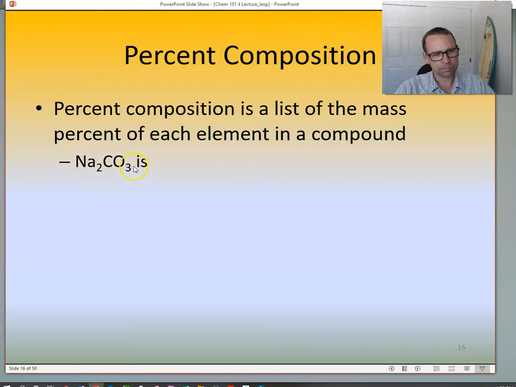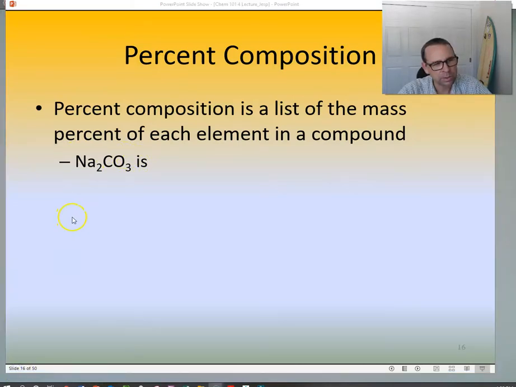I don't see anything. Oh, you don't see anything. Sorry about that. Hold on. Okay, sodium carbonate. Hey, really good. Way to go. That's great.